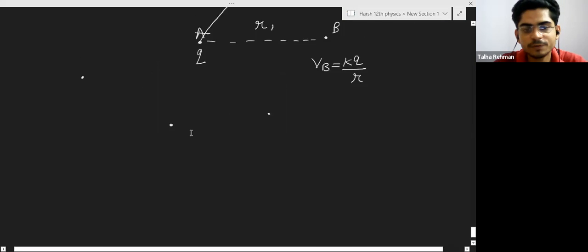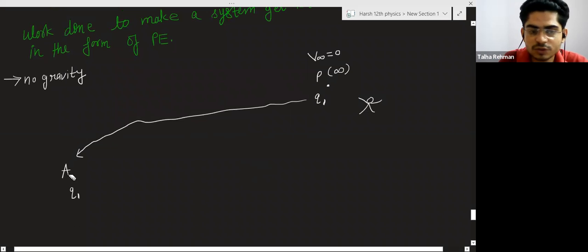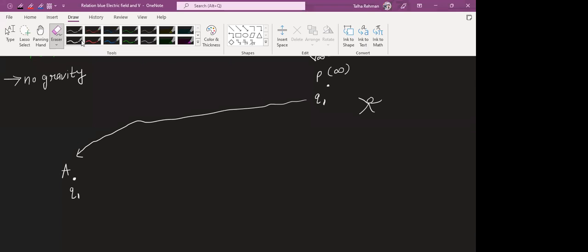The moral of the story is that if there is no charge surrounding any other charge, if there is only a single charge, then you should say the potential at the point A is zero. Zero, if there is no other charge.